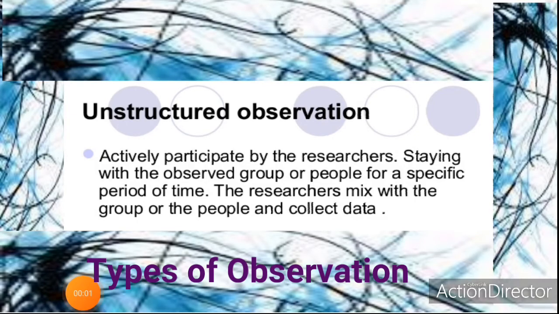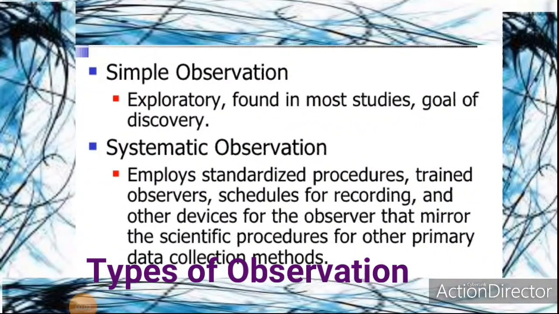Now next type of observation is simple and systematic observation. Observation done to collect data at the exploratory stage of research, or at the beginning stage of the research, is known as simple observation. But in the case of systematic observation, standard procedures, training for observers, schedules for recording and other devices to control observers are used.